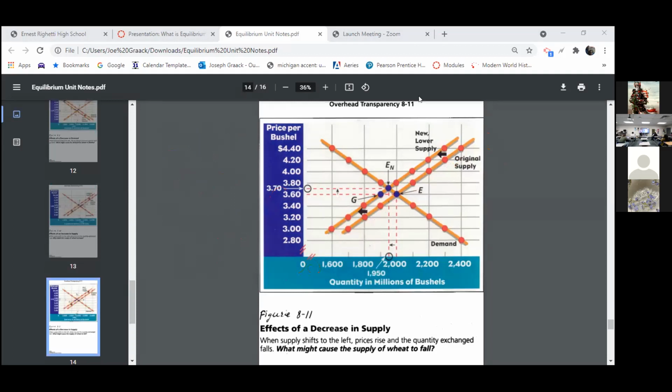Here, the opposite, when supply decreases. That is good for businesses because the price is going to go up. Same thing again here: original supply, new supply, you're going to have movement from right to left because we know that this is the origin. Any questions on that?